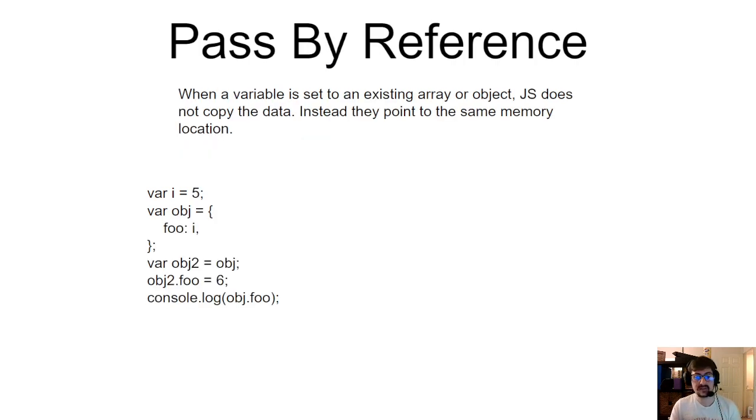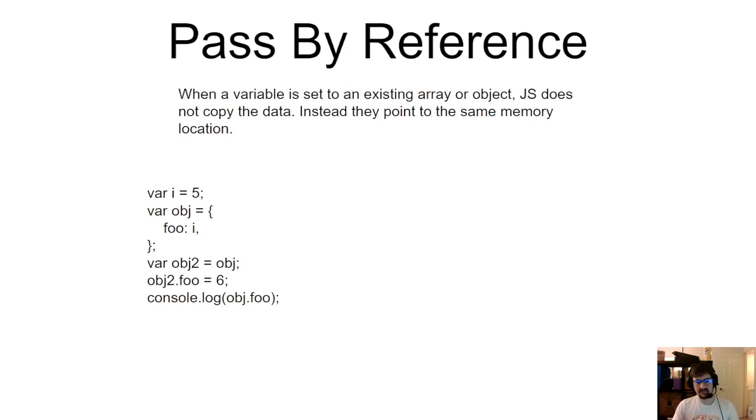So pass by reference. When a variable is set to an existing array or object, JavaScript does not copy that data. It does not make a new memory location. So in this case, you see we have an object we're defining. So JavaScript creates a memory location for that object. Let's say it's memory location 5. And then it sets object2 equal to object. In this case, in that symbol table that we had before, both object and object2 will point to 5. They will point to the same memory location because this is not a primitive.